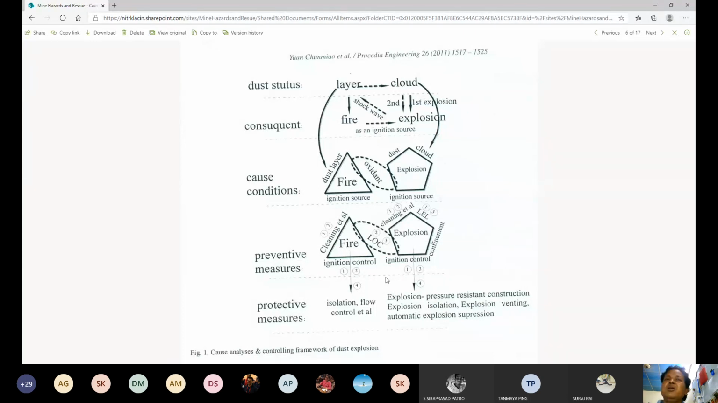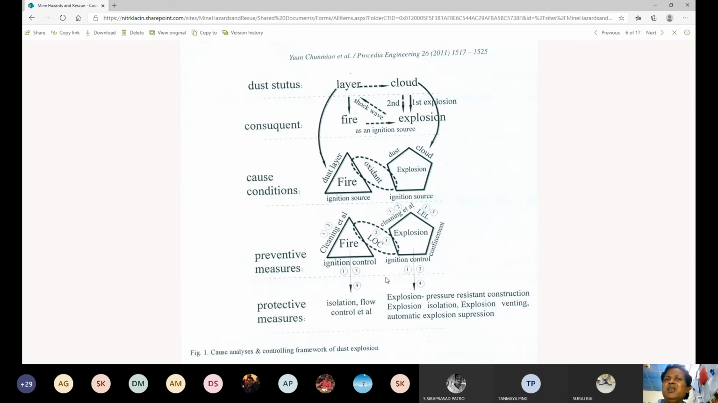So these are the fundamental principles of coal dust explosion in your mines, and today we have discussed the anatomy of coal dust explosion. Anatomy means the pentagon. Pentagon means your fuel, your oxygen, your ignition source, your dust suspension, and containment.